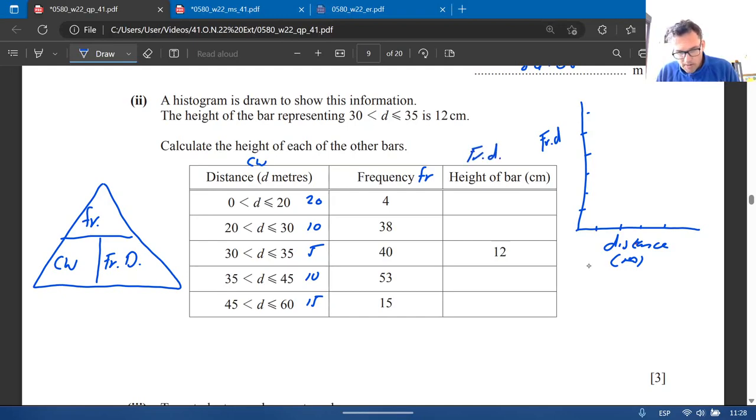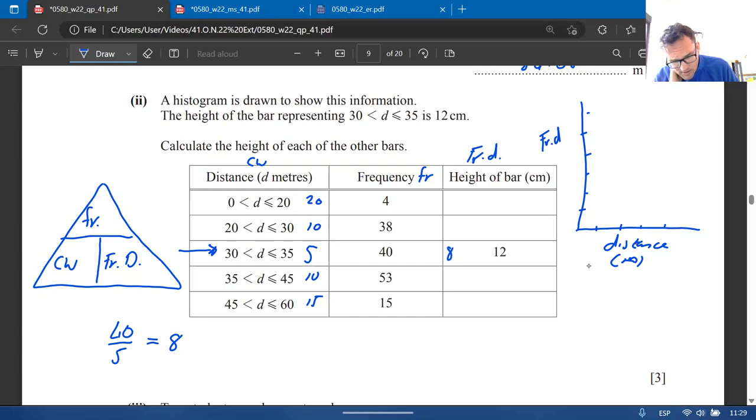So let's work out the frequency density for this class that we got information with. The class width is 5. The frequency is 40. So if we do 40 divided by 5, that's the frequency divided by the class width, we get 8. But that's not what they give us for the height of the bar, which is the frequency density. That is 12. So what have they done?